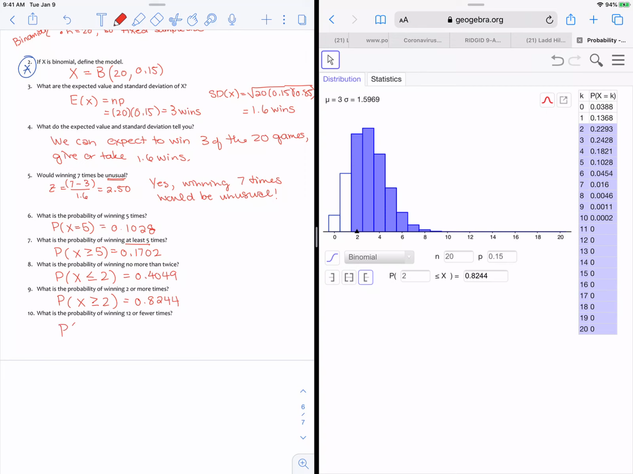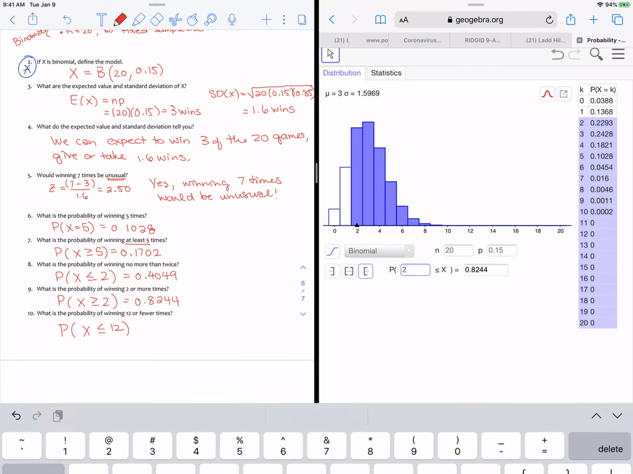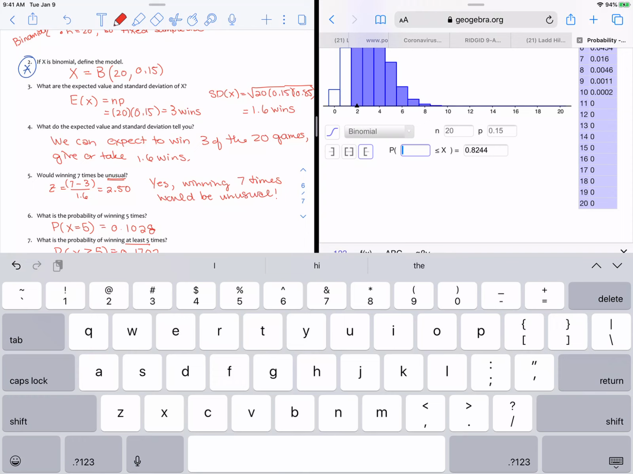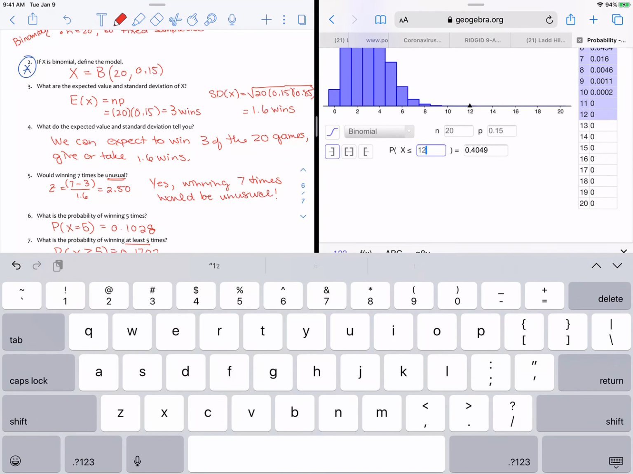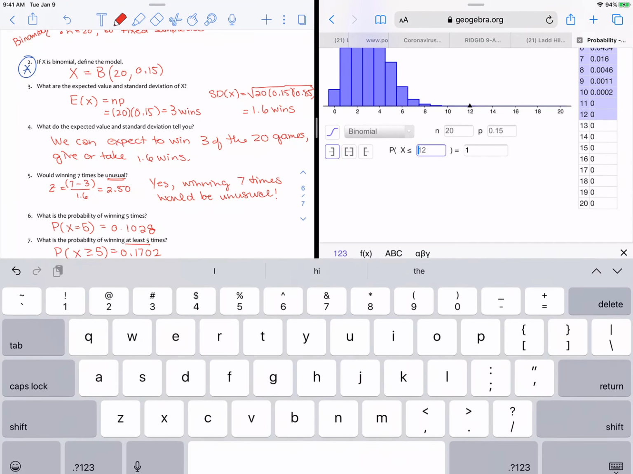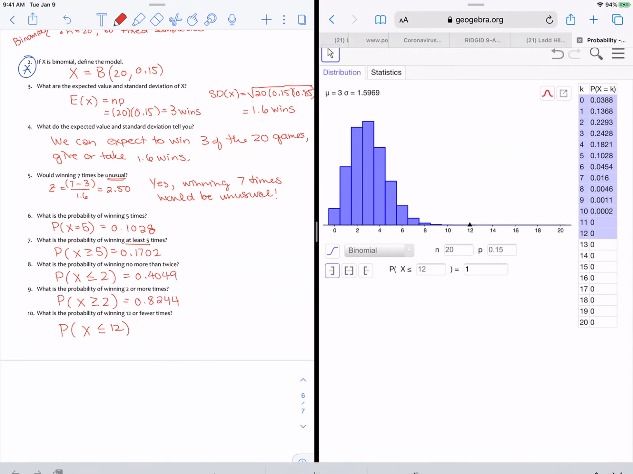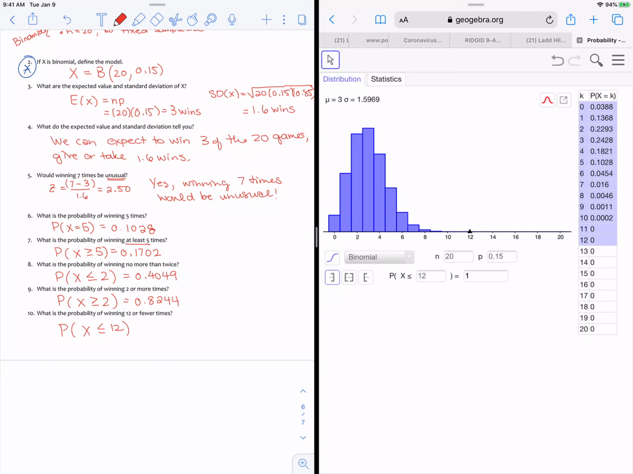And what is the probability of winning 12 or fewer times? 12 or fewer, probability that x is less than or equal to 12. So we want less than or equal to, and change that to 12. Whoops. Enter. Okay, got my picture all lined up, and notice that in GeoGebra it says 1.